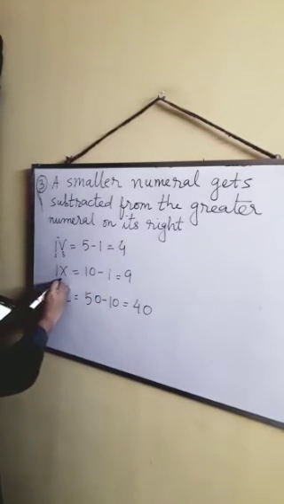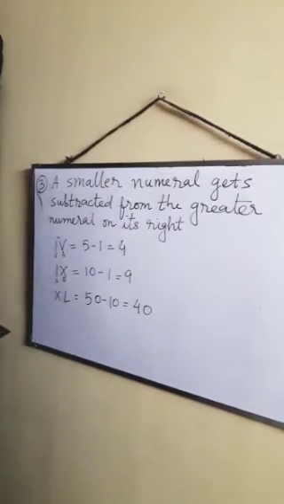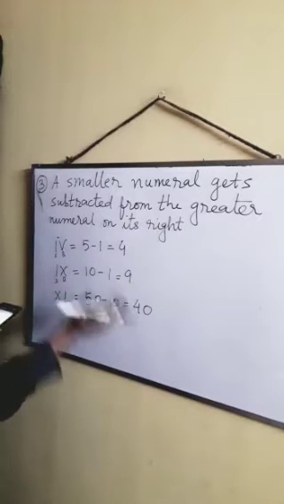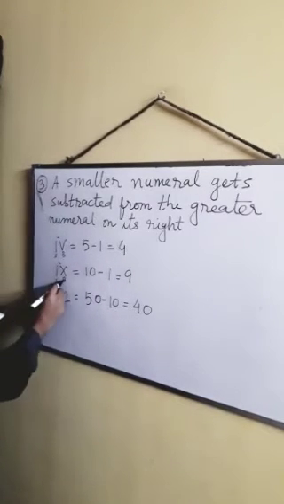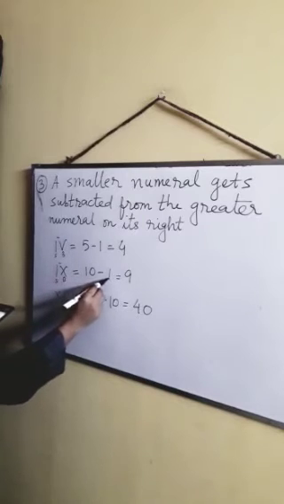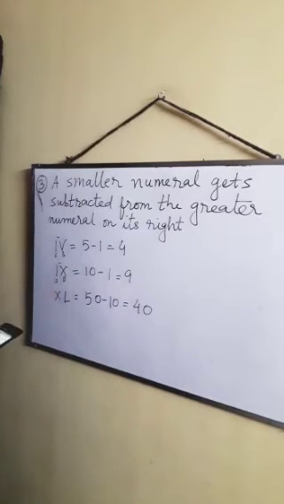Here again the big number is 10, and the small number is 1. The big number is on the right side of the small number, so this will get subtracted. This is 10 minus 1, that is 9. So to write 9 you will write IX. To write 4 we will write IV.